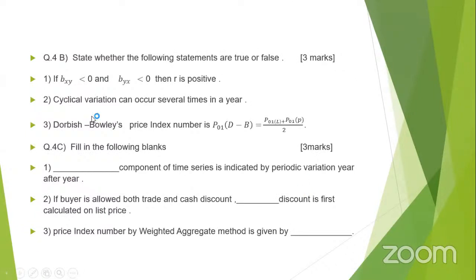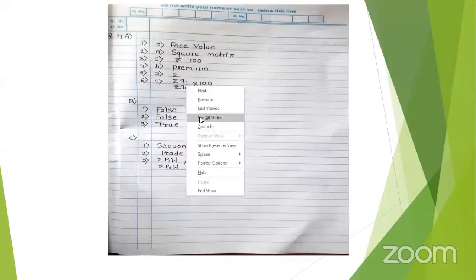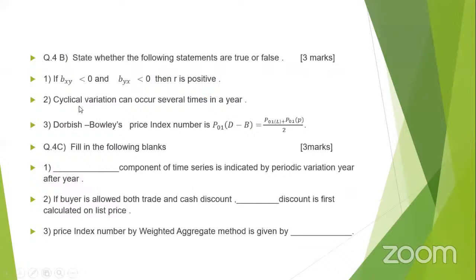Question B. State whether the following statements are true or false. First we have bxy. Regression coefficient b of x on y is less than 0, same as this. So then it is positive. What is the correct value for this? This should be negative. So the statement is false. Now, the cyclical variation can occur several times in a year. So this statement is also false. The third one, the formula given for the Bowley's price index number, which is related to the Laspeyres and Paasche. So it is correct. So this statement is true.